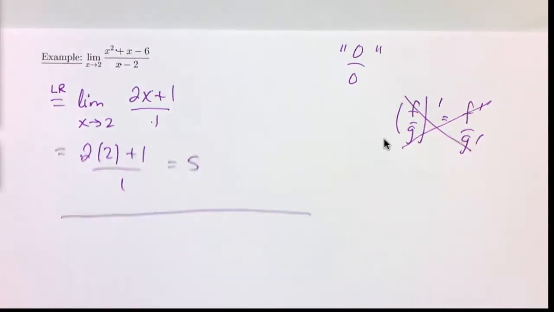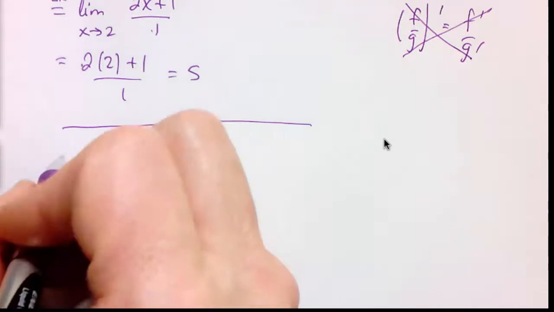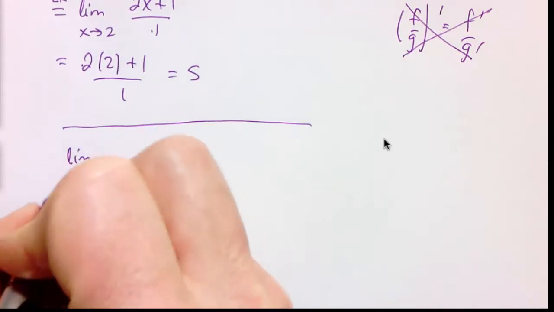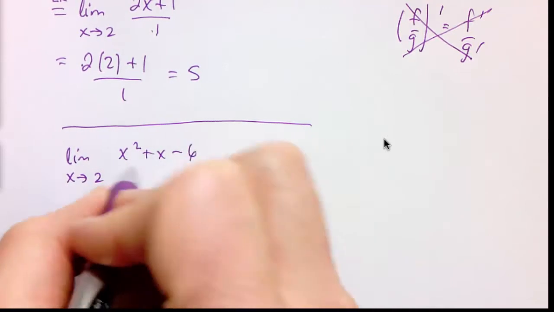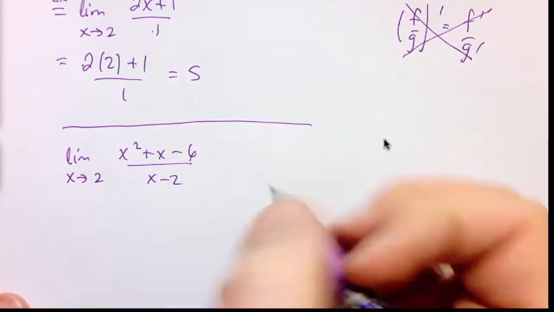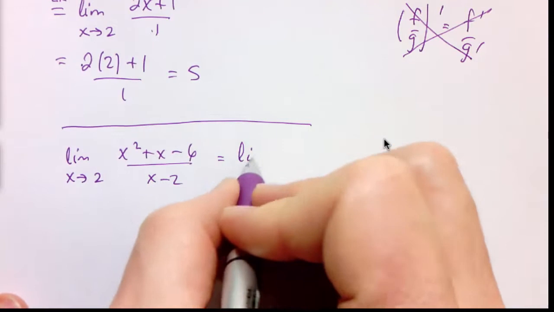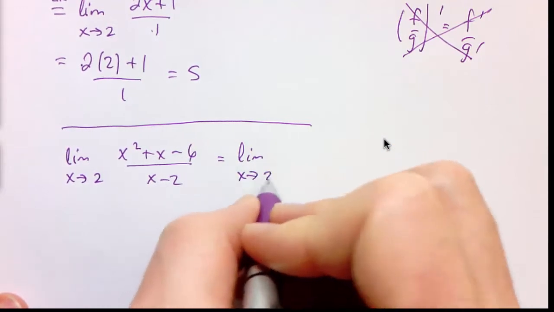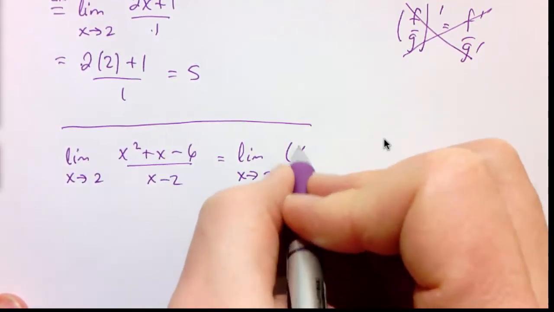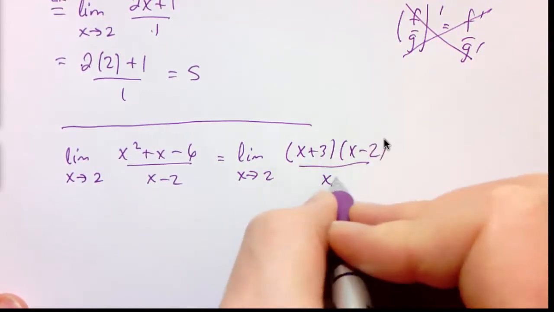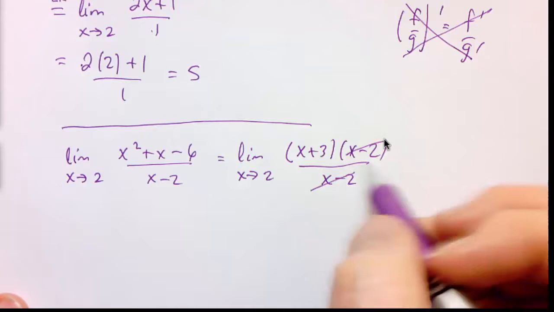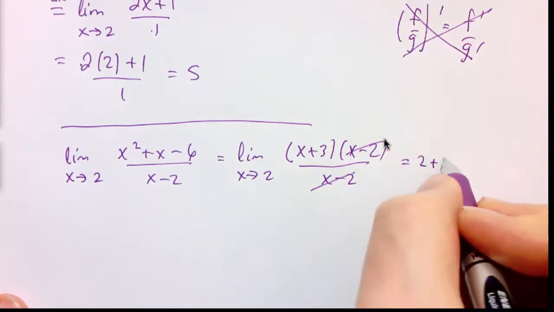Now, you didn't need L'Hopital's rule to do this one, but let's write it again and just see it without. L'Hopital's rule is a nice trick when it works. Here I can factor and cancel. I did not need L'Hopital's rule to begin with. Now direct substitute, 2 plus 3 or 5.